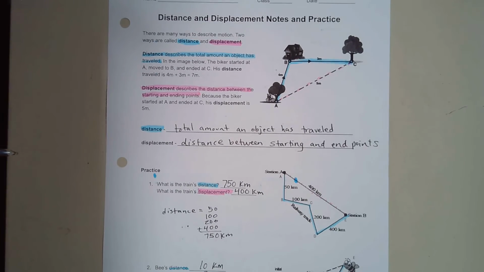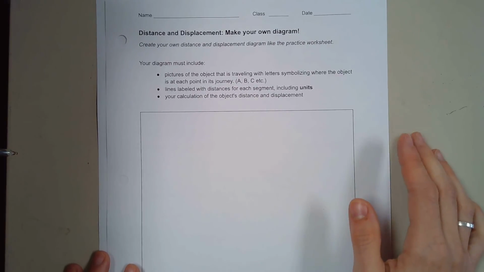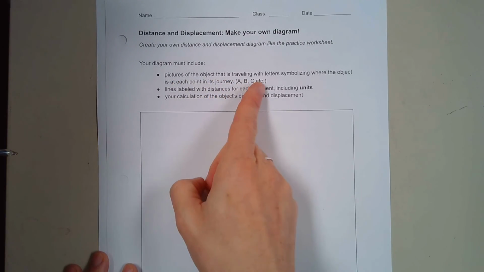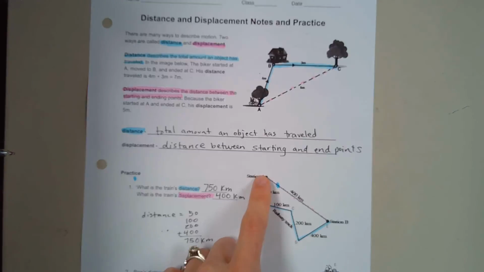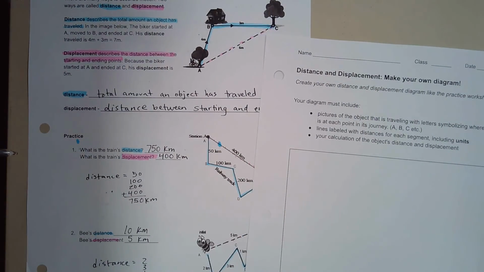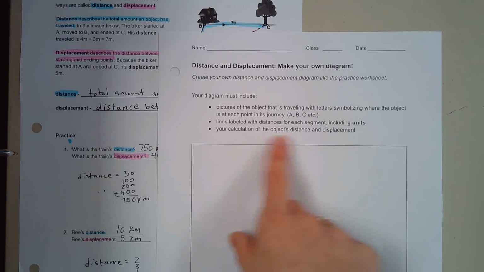Okay, so once you finish this assignment, this was just the notes, then you can begin the assignment where you have to make up your own diagram. And so you're going to create your own diagram just like the practice worksheet. You must include pictures of the object and where they're traveling and letters. So basically, just like I did for your examples with A to B to C to D, you make up the shape, and then you have to also find the object's distance and calculation, or the displacement.